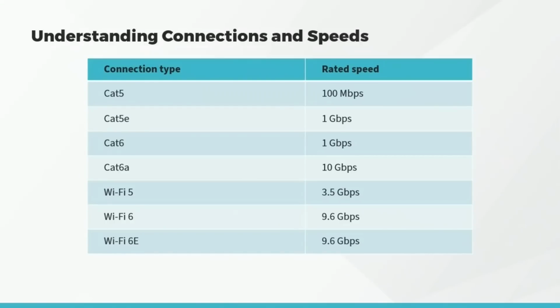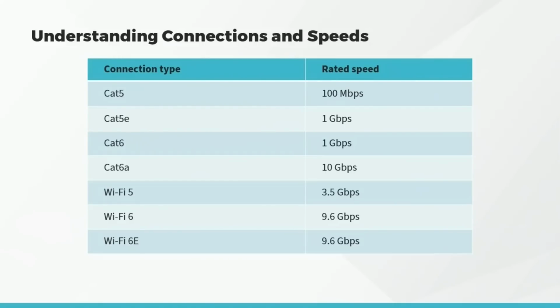Cat6a stands for augmented, and it can support up to 10 gigabits per second. And as of the time of this recording, Cat7 and 8 do both exist, supporting up to 40 gigabits per second, but those kinds of speeds aren't common in most environments just yet.